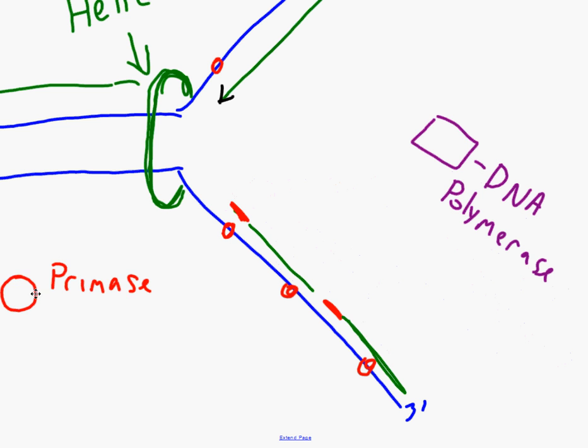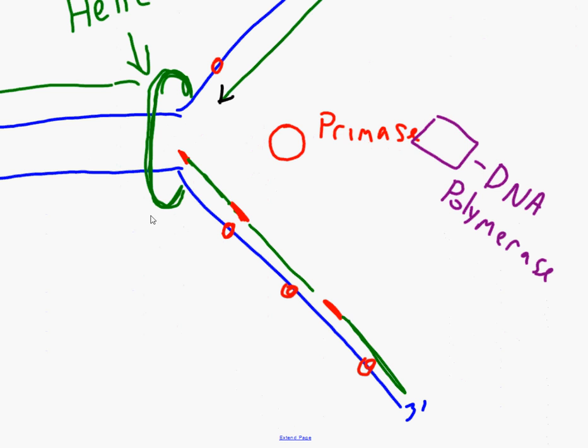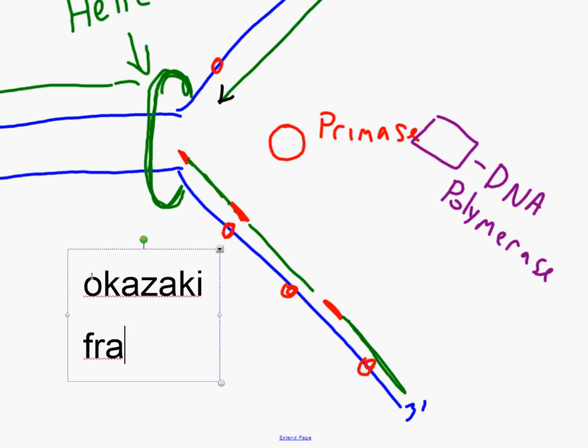Helicase is going to open it up a little bit more. There's going to be a little bit more room, and the same kind of thing is going to happen. Now, instead of having this one continuous strand, you have these fragments. These fragments have a name. They're called Okazaki fragments, named after someone.